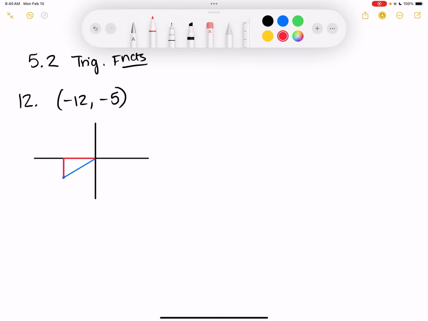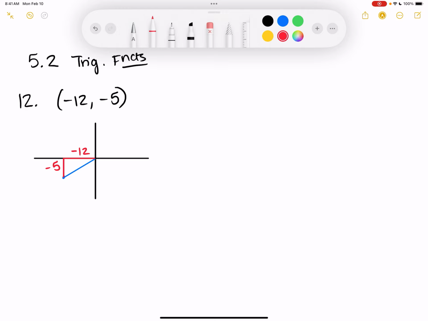Okay, so the length of this side of the triangle, this x part, is whatever the x coordinate is here. So this is negative 12. The y value here is negative 5. The x and y values can be positive or negative just depending on what quadrant it's in. It just follows that. But the hypotenuse has to always be positive. So when we solve for this side, it has to be positive.